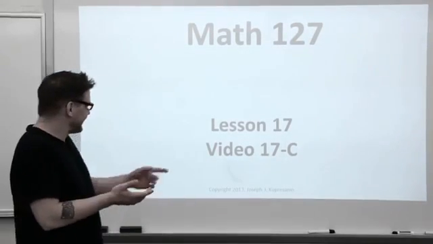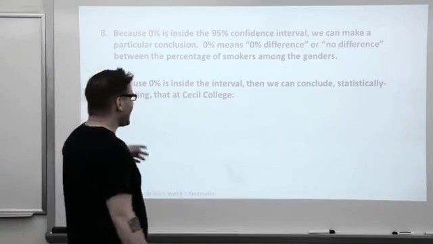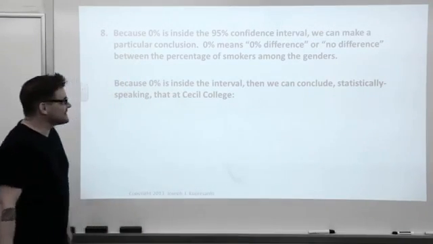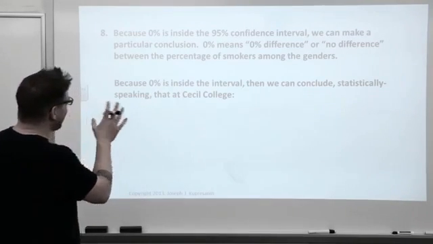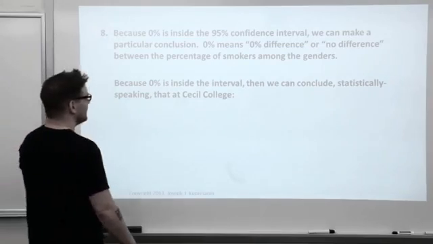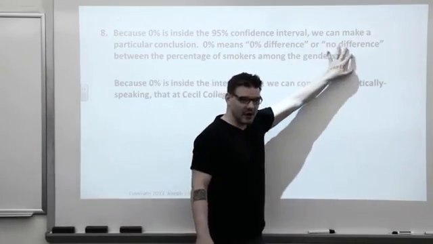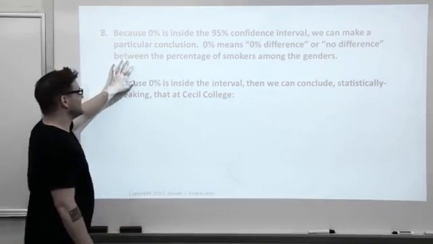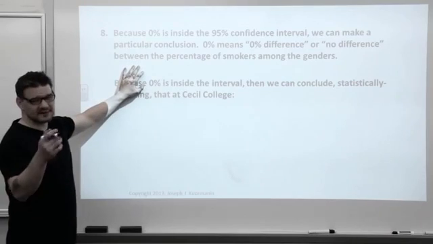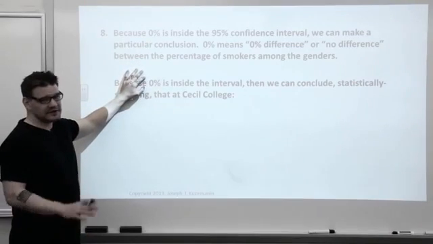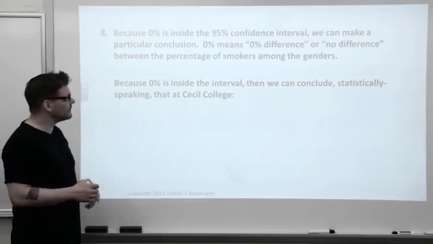We're back. Long one. 17C. Same example. Because 0% was inside that interval, we can make a particular conclusion. 0% means zero difference, means no difference, in terms of females and males and the percentages that smoke at Cecil College. There's no evidence to say that a higher percentage of females smoke.